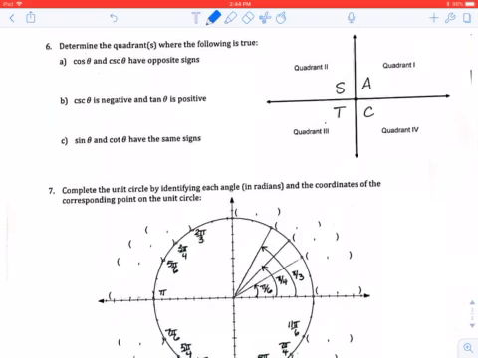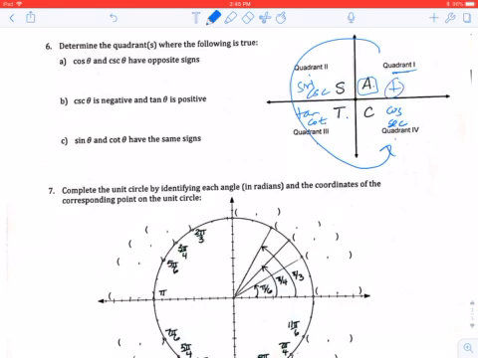Moving on, determine the quadrants where the following is true. Okay, so we have quadrant 1. Remember, we go counterclockwise: quadrant 1, 2, 3, and 4. We have this little saying, all science teachers are crazy, or all students take calculus. What that means is that all trig functions are positive in the first quadrant. Sine and cosecant are positive in the second quadrant. Tangent and its reciprocal function, cotangent, are positive in the third quadrant. And cosine and secant are positive in the fourth quadrant. So ASTC is where these functions are positive.